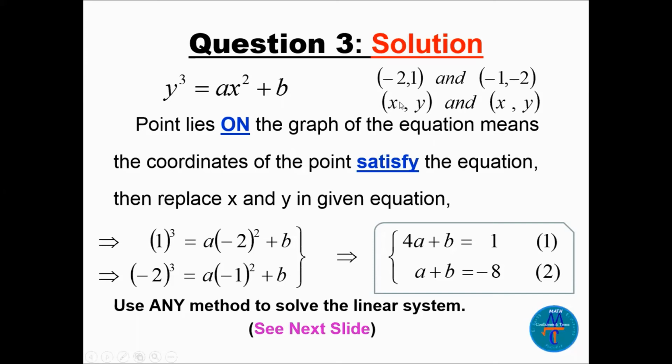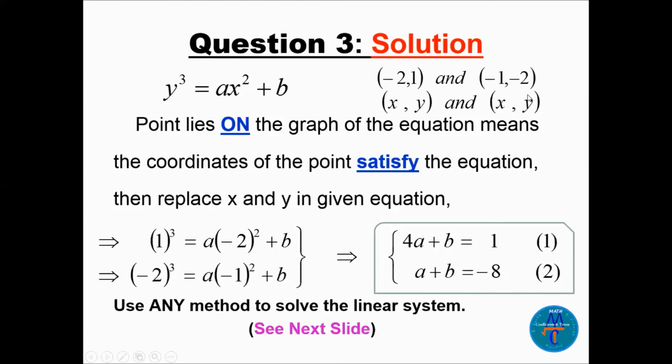So we can replace, now be careful here. We can replace y is 1, but since the equation has y cubed, it should be 1 cubed. And in the x, I put minus 2 squared times a. So look at the equation. Minus 2 squared is 4, so 4a plus b is equal to 1 cubed, which is 1.